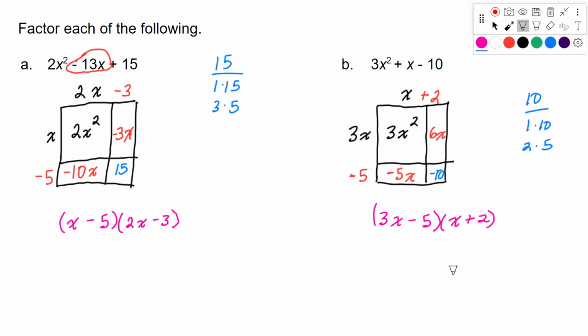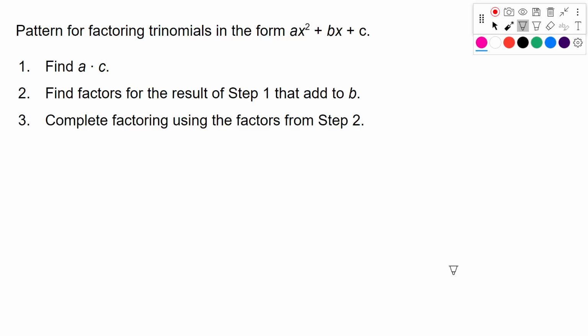Now, you might be thinking, isn't there a simpler way to do this than just by trial and error? There is a pattern. If we have it in the form ax squared plus bx plus c, we can find the value of a times c and find the factors of that number that add to b. And we can put those values in, and then we can work on finding the constants that we need on our dimensions of our rectangle.